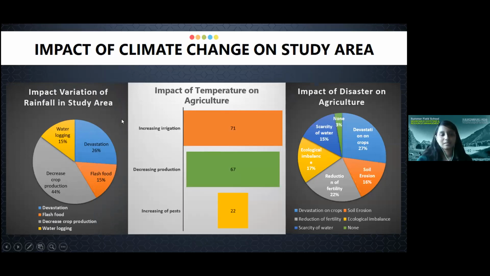Here you can see the variation. Because of variation of rainfall and temperature, there are some impacts on agriculture, like waterlogging and flash floods increasing, and most people say that the decrease of crop production is more prominent because of rainfall variation. And we can also see that increasing irrigation need is also decreasing the production, because as the temperature is rising, people do not find much water for their irrigation, so it becomes harder for them to irrigate properly.